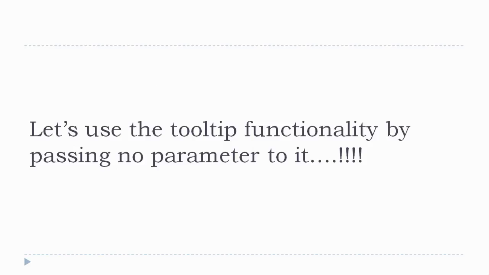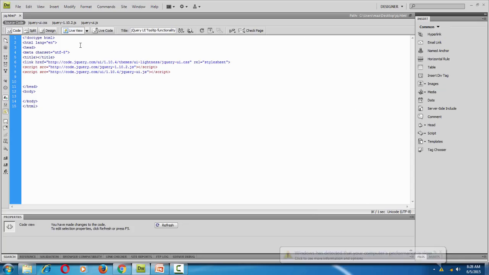Now let's use the tooltip functionality by passing no parameters to it, and for this we go to our Dreamweaver software. So now friends, we are moving on to our Dreamweaver software to understand the basic functionality of the tooltip method, its implementation, its uses and utilization. Here in front of us is our Dreamweaver software, and in the title part, as usual, I am giving tooltip. Now starting with the body part, I will just go through a program and you will observe what I am doing, and then I will explain it to you.